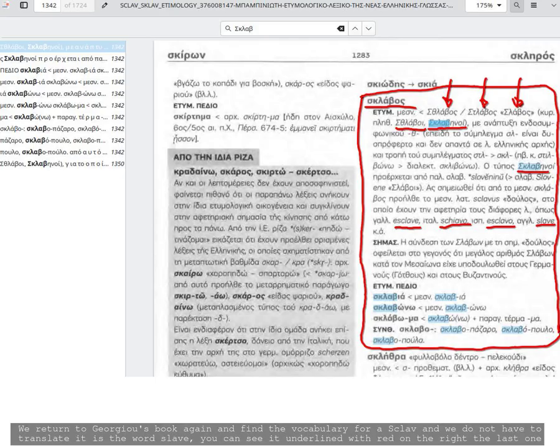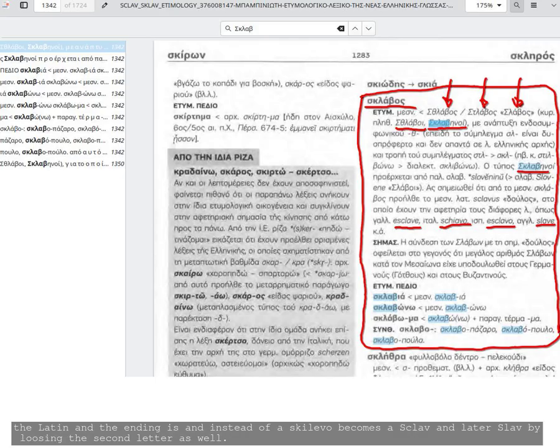So we move further. We return to Georgi's book again and find the vocabulary entry for Sclav, and we do not have to translate it. It is the word slave. You can see it underlined in red on the right, the last word. The word exists in other languages, such as esclave, slavo, esclava, as we said in the video on Slav, that it was a bad and offensive word. This is how one letter is lost from the Latin and the ending, and instead of skilevo it becomes Sclav, and later Slav by losing the second letter as well.